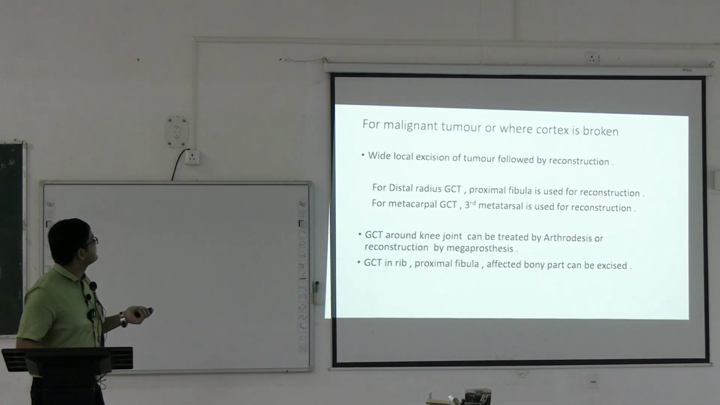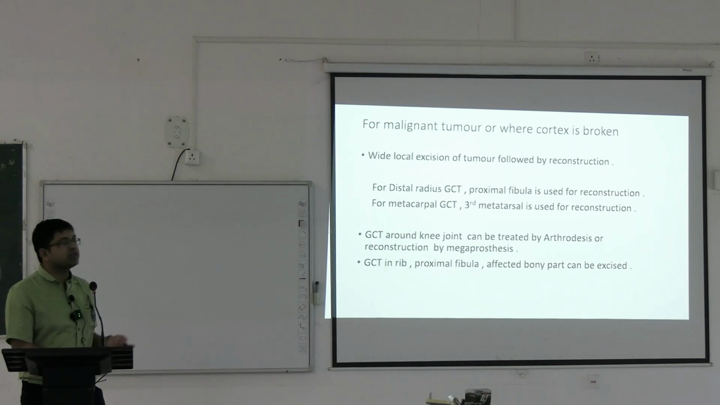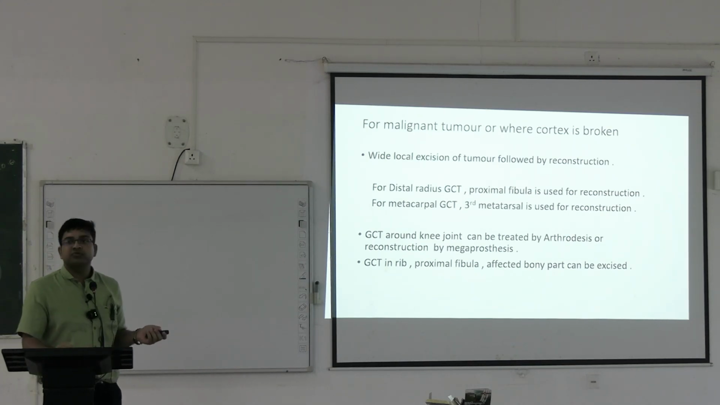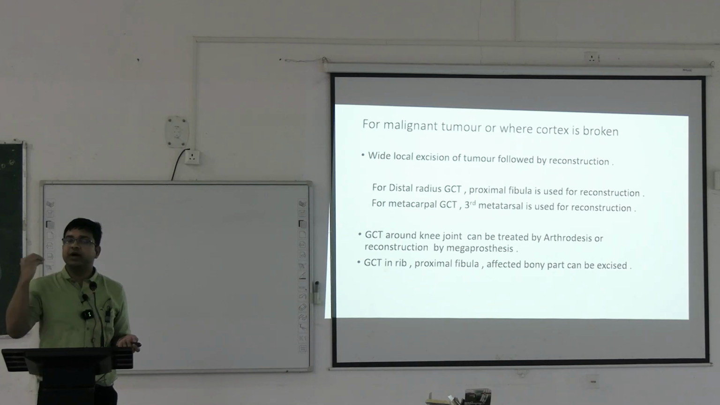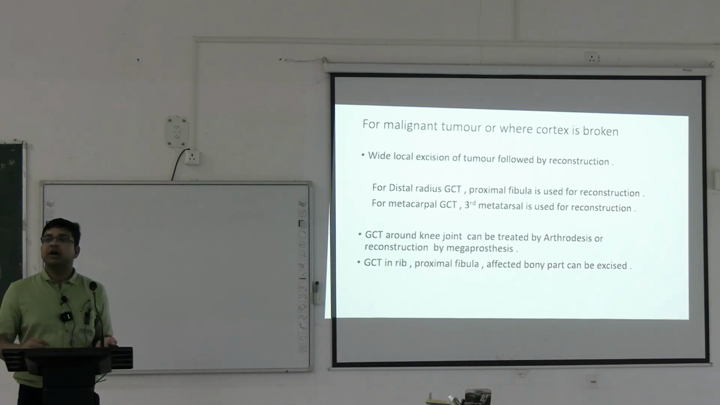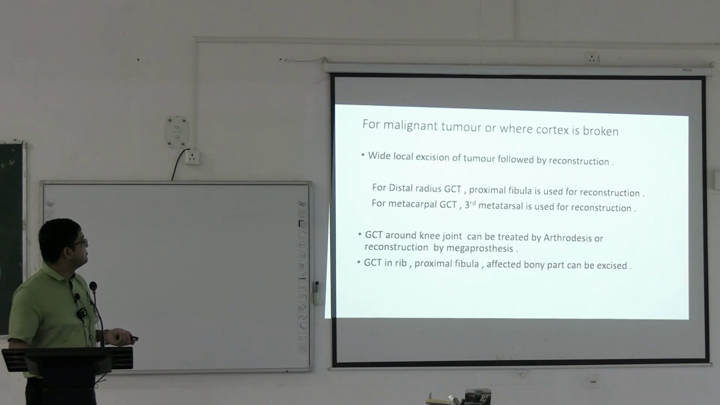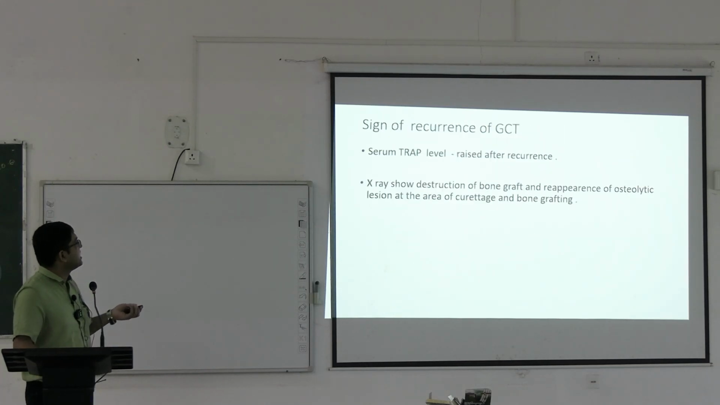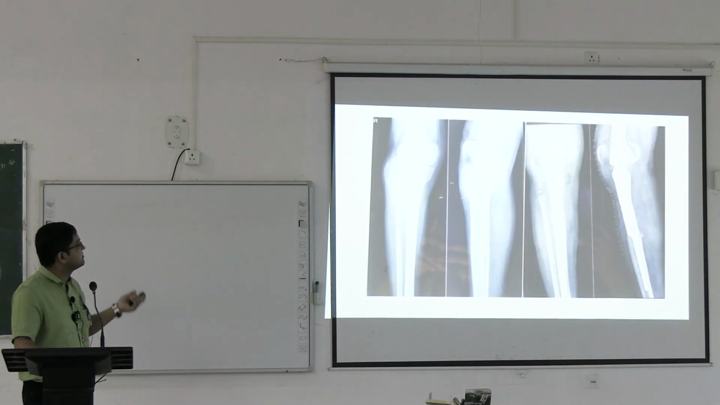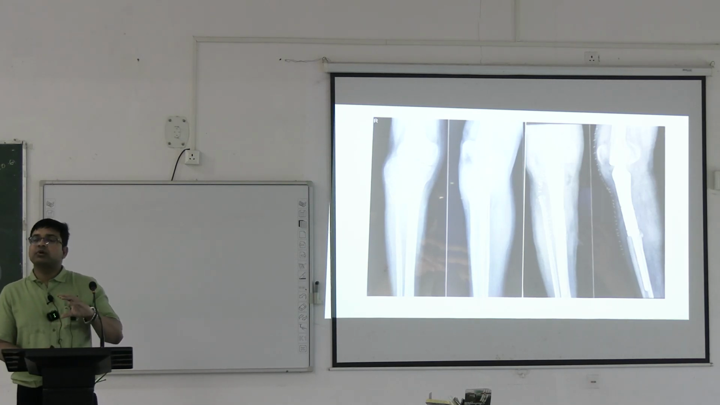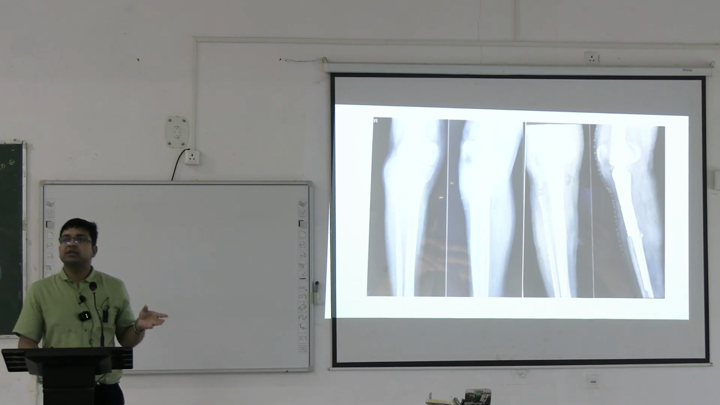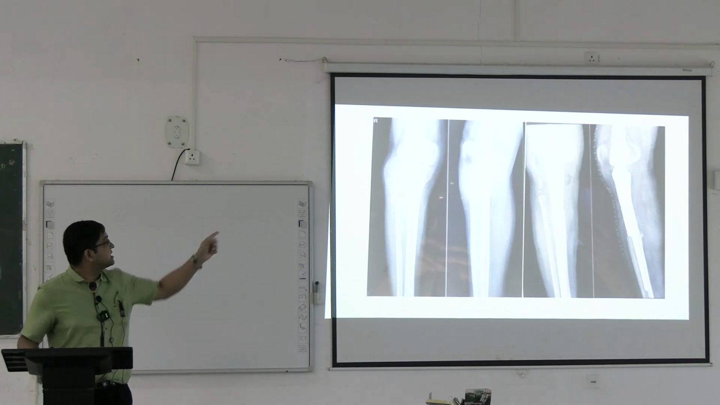Another is, if the GCT occurs in the knee joint, then you have to do arthrodesis. What is arthrodesis? Surgical fusion of the joint. You can do wide local excision and then do arthrodesis of the joint. But the most common treatment nowadays in GCT in the distal femur or proximal tibia for an aggressive type is wide local excision of the tumor followed by reconstruction by megaprosthesis, which has been done here.